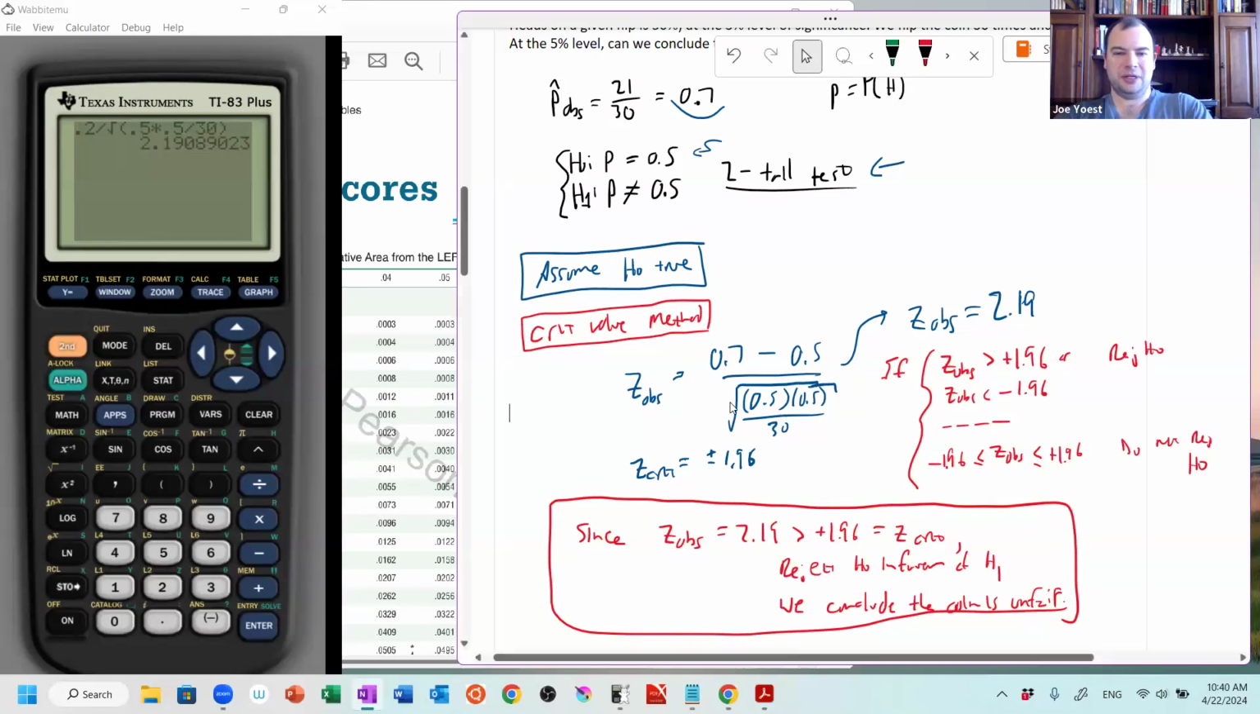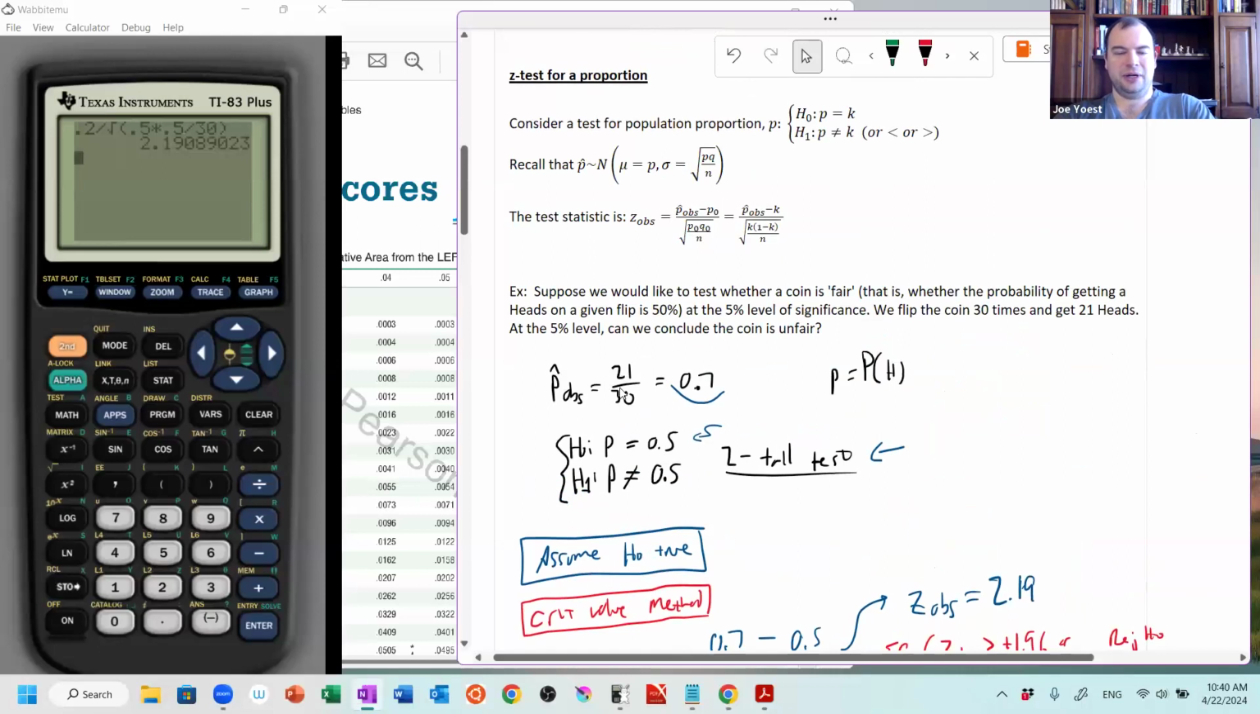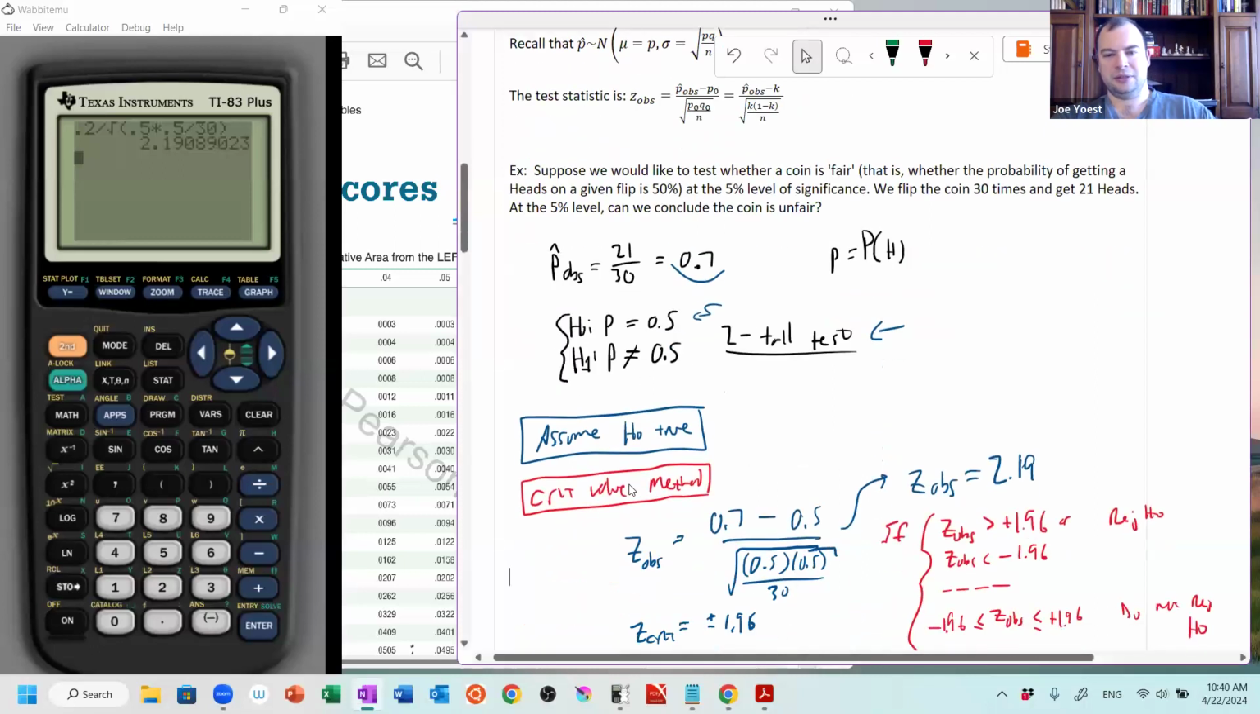It is possible to get 21 heads on 30 flips of a fair coin, but as the narrative we covered at the beginning of the chapter said, it's just so unlikely that we would need a minor miracle to explain it with sampling error, and therefore we say that it seems more reasonable to go with the alternative hypothesis that the coin is actually unfair.